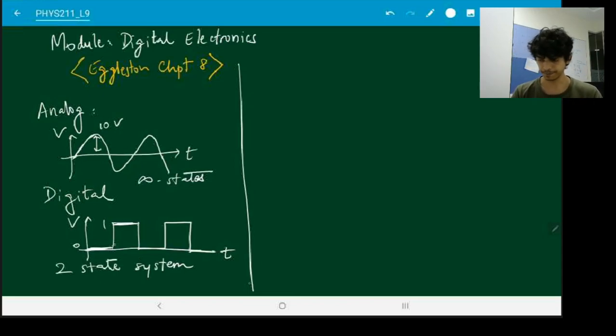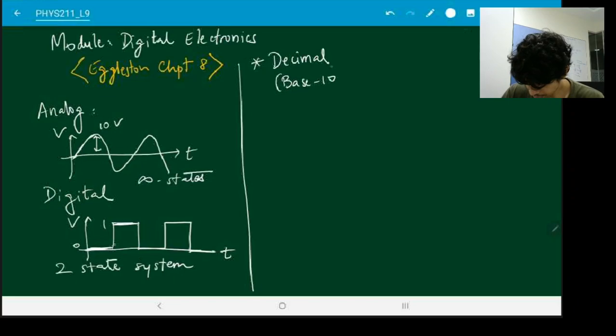So the first thing that we're going to do is we're going to look at the binary number system. So first, before we do that, let's do a quick recap of the decimal number system, which is what we always use. This is in base 10. And the reason this evolved in base 10 is essentially because we have 10 fingers. And when humans first started counting, we started counting on our fingers. Therefore, base 10.